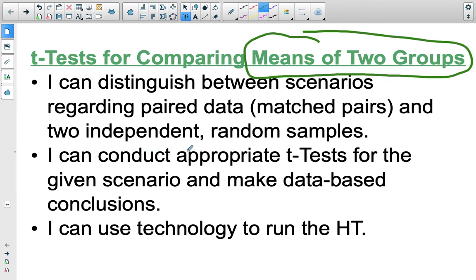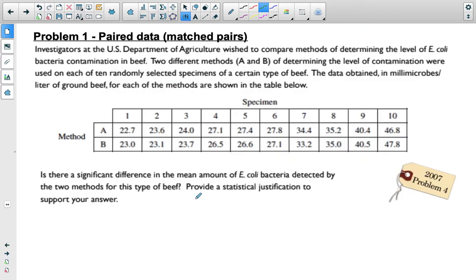I can conduct a t-test, an appropriate t-test for a given scenario, and make a data-based conclusion. So we are talking about means, so we are going to use t-tests, just like we used t-intervals. And then I can use technology to run the hypothesis test.